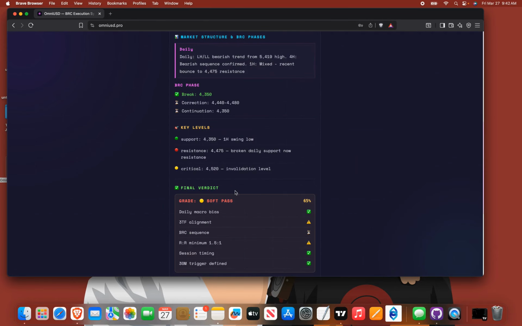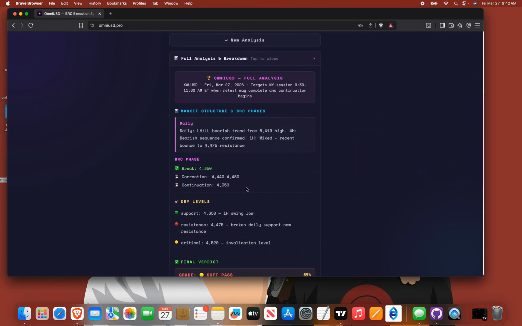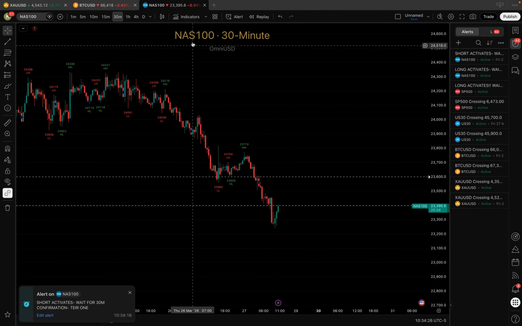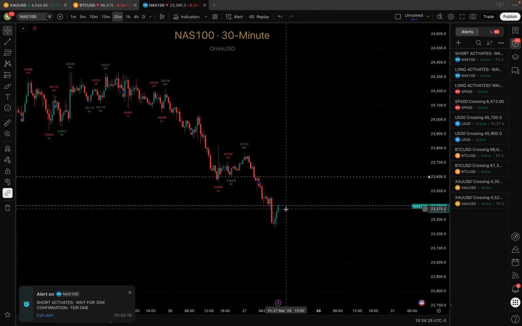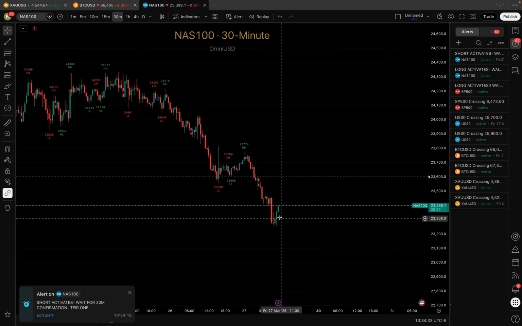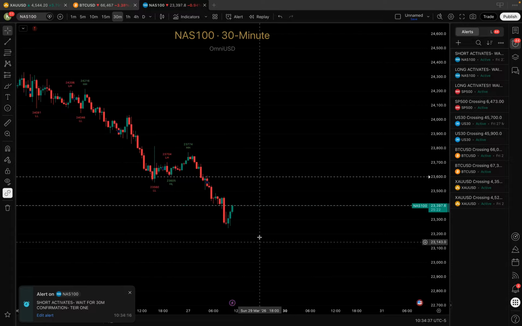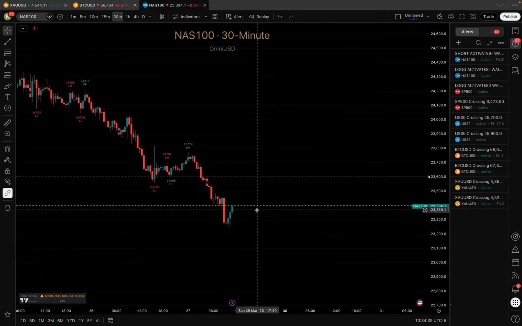Let's go back. All right. It went back, NAS100, right? The NASDAQ 100. It went back and it touched our line. We are now in the trade. That is the retest. It came back and touched it, guys. That's what we wanted. It executed perfectly. It's exactly what I was talking about.